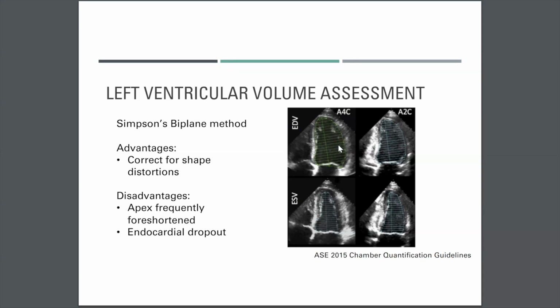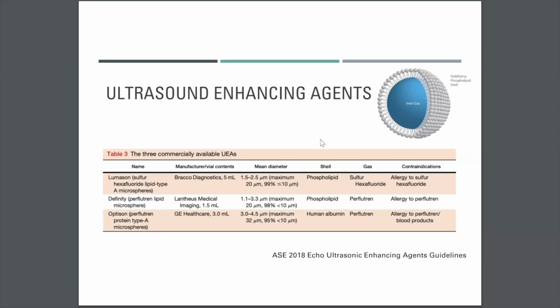So how do we solve the disadvantage? How do we improve on the 2D Simpson's? Well, that is with the use of ultrasound enhancing agents. There are a couple of formulations commonly used in a variety of clinical practice. Definity is the one that we hear used most, but there are other options. The idea is mostly the same: it's some sort of an internal gas surrounded by a phospholipid membrane, and you inject this into the bloodstream, and the gas reflects ultrasound beams and therefore enhances the cavity.